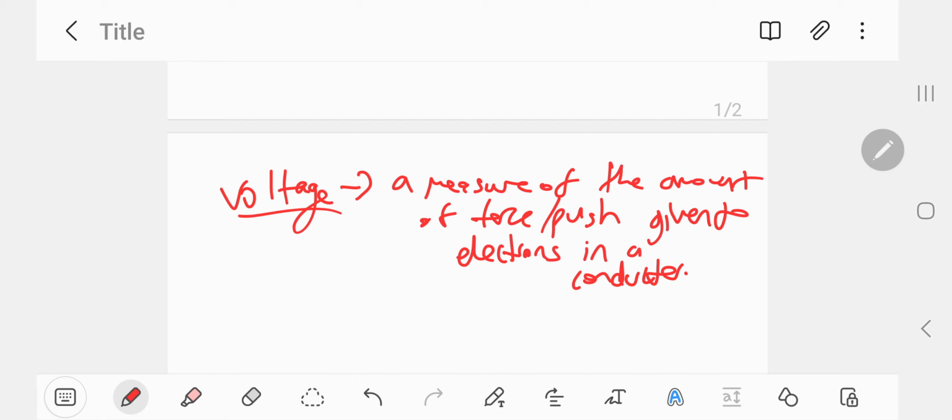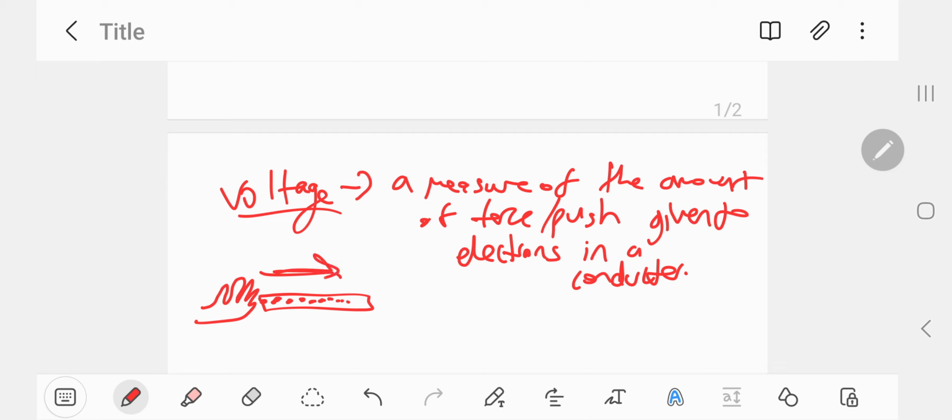Voltage is basically the driving force that pushes the electrons through a conductor. It's like electrical pressure, just like water pressure in a pipe. Voltage provides the energy needed for electrons to flow. Just think of it as like a hand. Here's a badly drawn hand. You've got electrons here in a wire. They're not really moving much. And then you give them a push and they start moving.